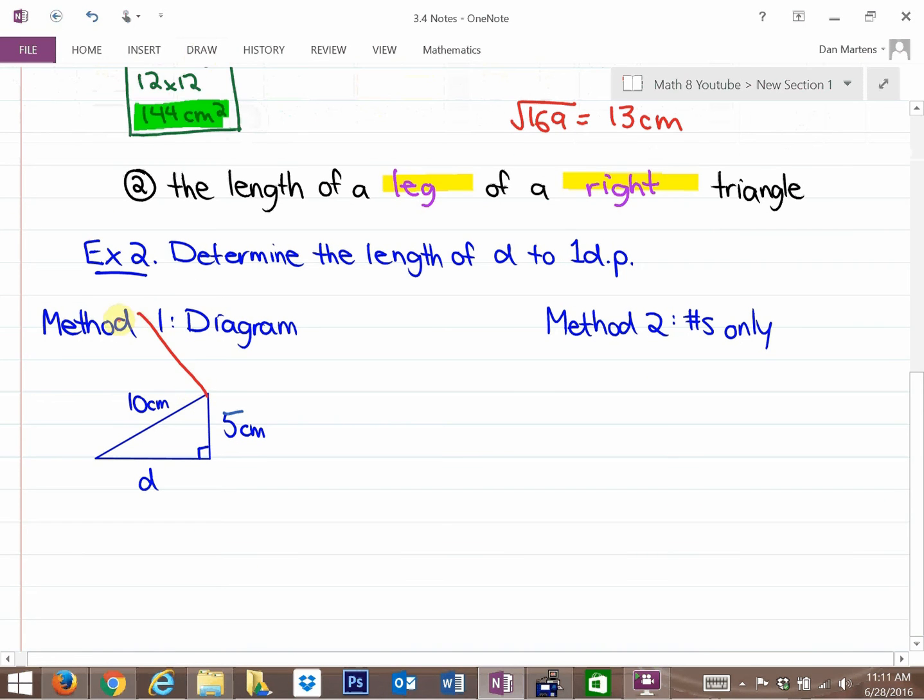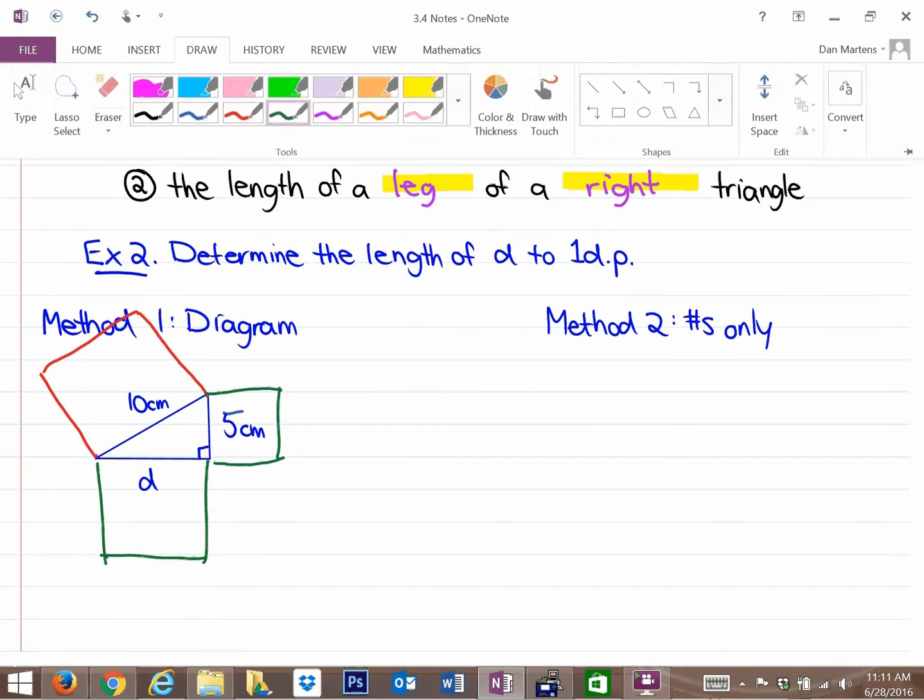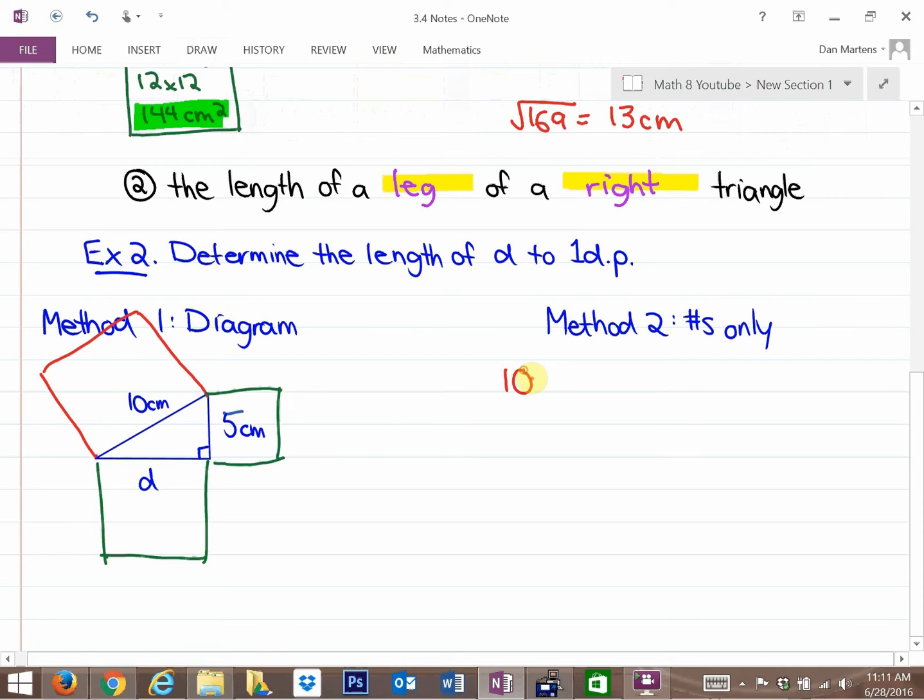If you're using the diagram, and then I'll jump into the numbers in a second, the diagram suggests that the large area minus the smaller area is going to equal the area of the square where D is. Let me show you how they work in both cases. The first thing you're going to have to do in both cases is find the large area. So 10 times 10 is 100 centimeters squared. The second step is to find the area of the smaller square, which is 5 times 5, equal to 25 centimeters squared.